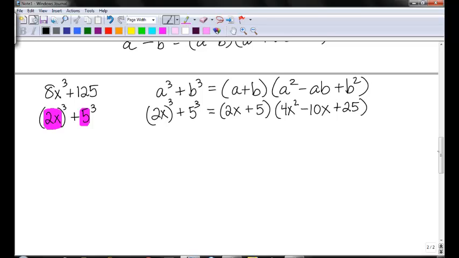No, it just fills back. Once you figure out this is your A and this is your B, it just goes right into that pattern. Okay. Let's try another example.